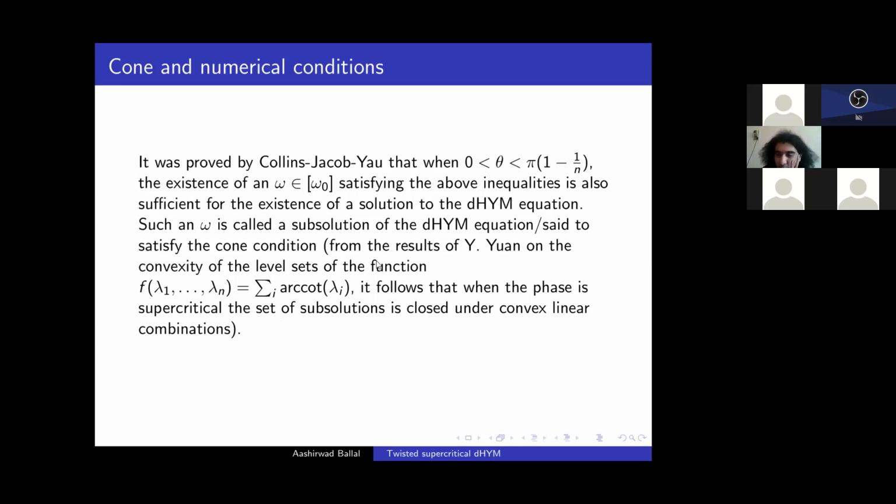This basically comes from dHYM, right? Like the thing I'm getting to, where we show that the existence of a solution is equivalent to some numerical criterion that comes from... All right, thank you.